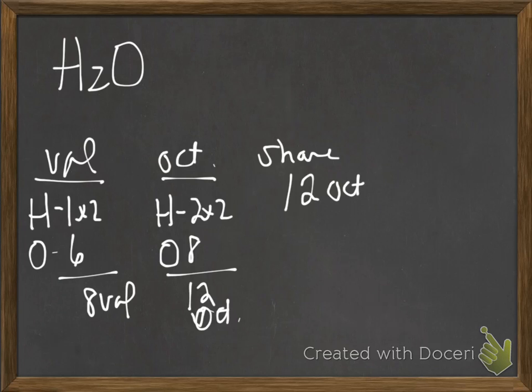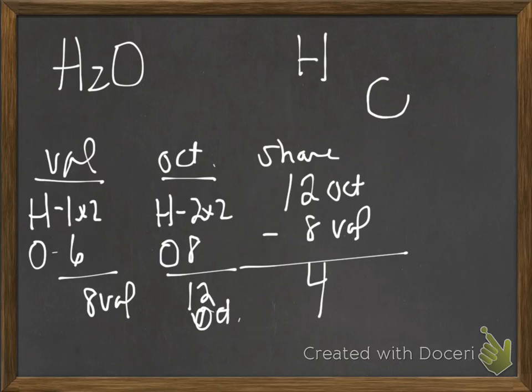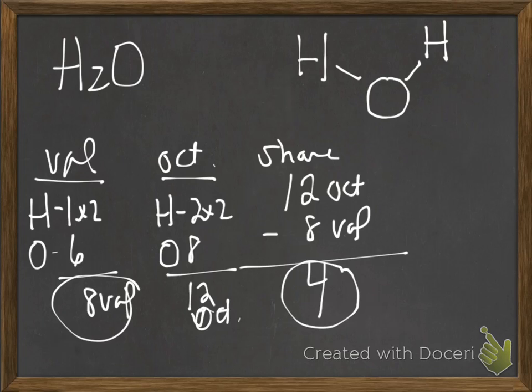12 that they want minus 8 that they have. They're sharing 4. How many bonds is that? 2 bonds. Okay. How many unshared do they have? So they have 8, and they're sharing 4 of those. They have 8 valence electrons. 4 of those valence electrons are being shared. So there are 4 valence electrons that are unshared.